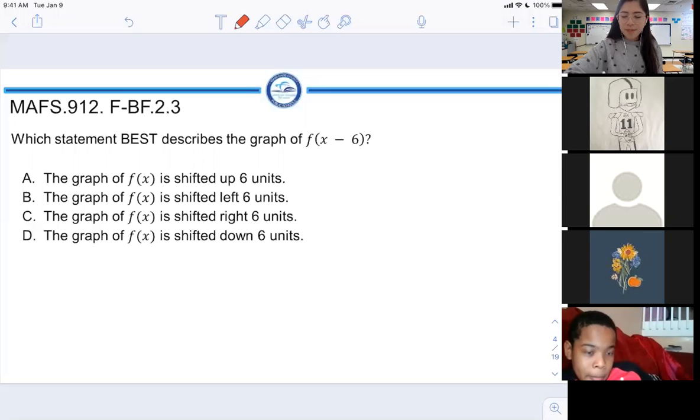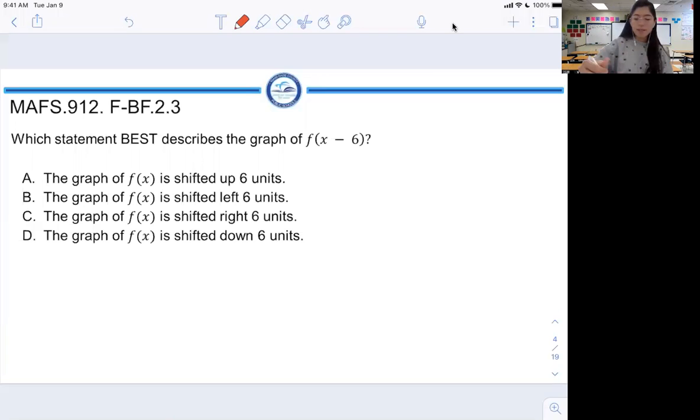Okay, so the FBF 2.3, this one is a big one, there are a lot of problems for this standard, so definitely a really good one to practice. There are some really easy problems with this standard, but there are also some challenging ones. So I wanted to do a little bit of both. I started it off with some easy ones. F of x minus 6, Perla already put it in. She says this is 6 units to the right, and that is correct. 6 units to the right.